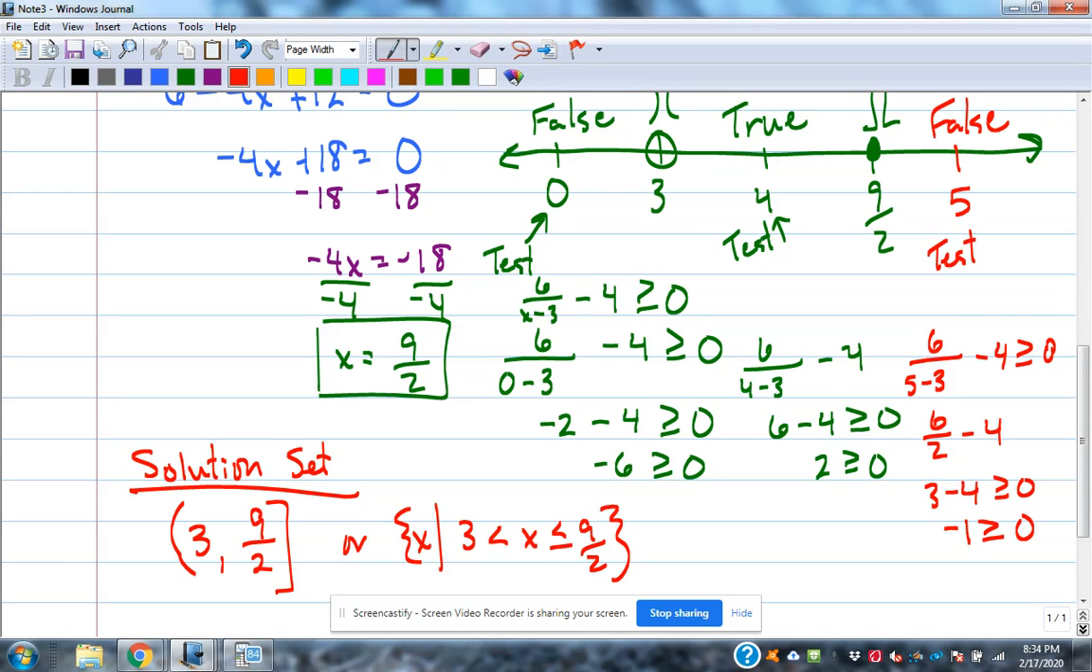It is possible that you end up with true here and true here, and your interval would continue out to infinity. That's possible. That's why you've got to check every interval of those. So you're setting up intervals based on your restricted value and the solutions you find when you solve the equation.